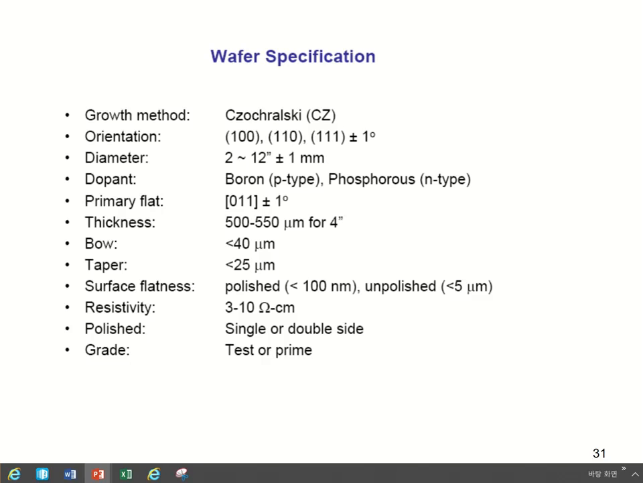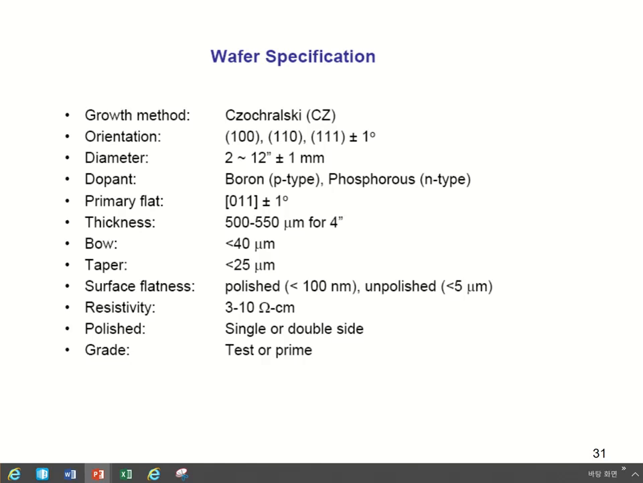Bow means how much the wafer is bowed, and that should be less than 40 micron, and taper also less than 25 micron. Flatness should be, I mean, if you really want good quality devices, make sure you buy the polished one. They guarantee less than 100 nanometer flatness, roughness.